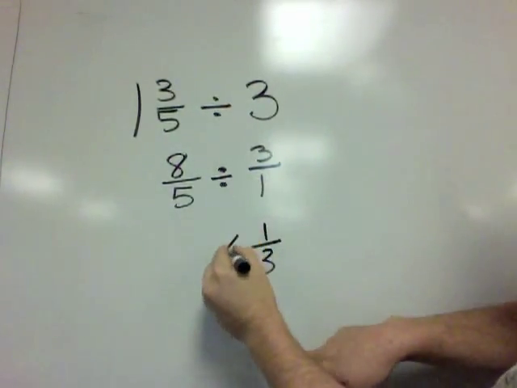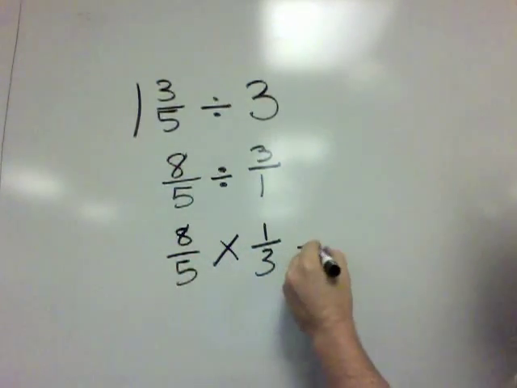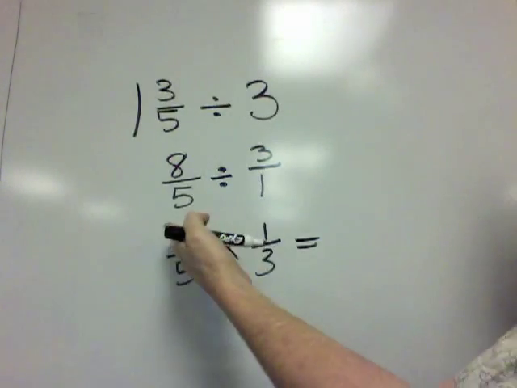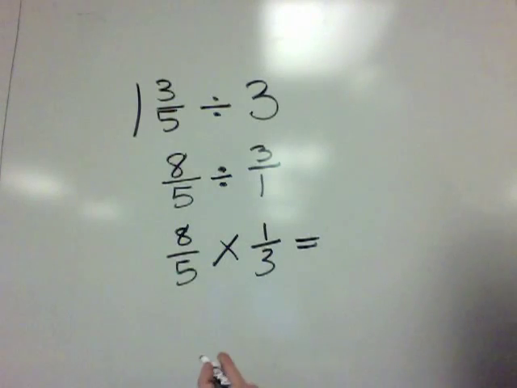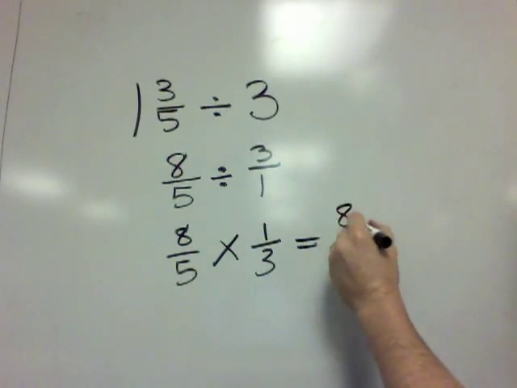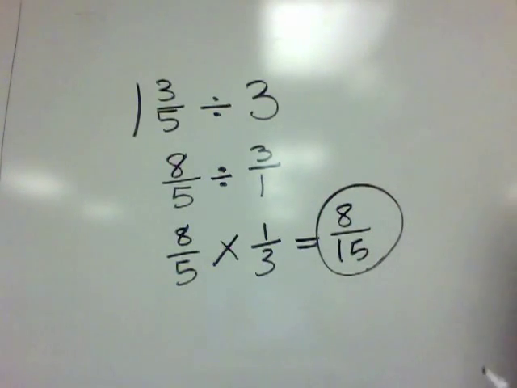The division becomes multiplication. 8/5 stays 8/5. I don't see any numbers here that can be factored in a way that will reduce anything. There's nothing that can be cross-canceled, in other words. So we just multiply straight across. 8 times 1 is 8. 5 times 3 is 15. And in this case, we are done.